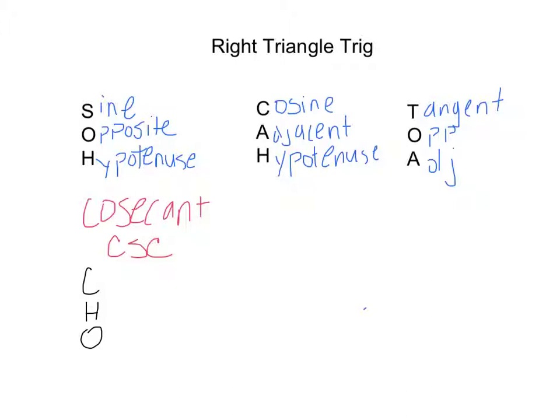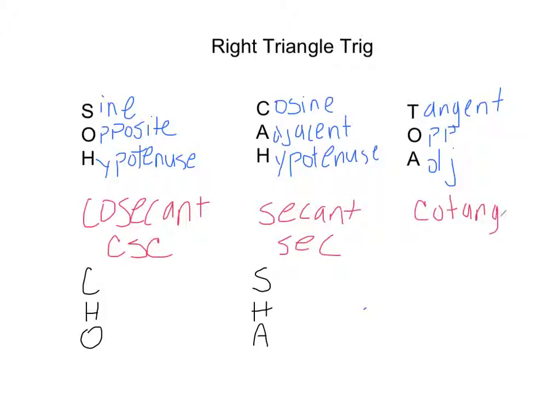Okay, cosine has a reciprocal, and that reciprocal is secant. Secant is abbreviated SEC. So the reciprocal of cosine is secant, and that is hypotenuse over adjacent. And then you also have the reciprocal of tangent, which is cotangent. Cotangent is abbreviated COT. And cotangent is tangent flipped, so it is, oops, I put a T and that should be a C, it is adjacent over opposite.